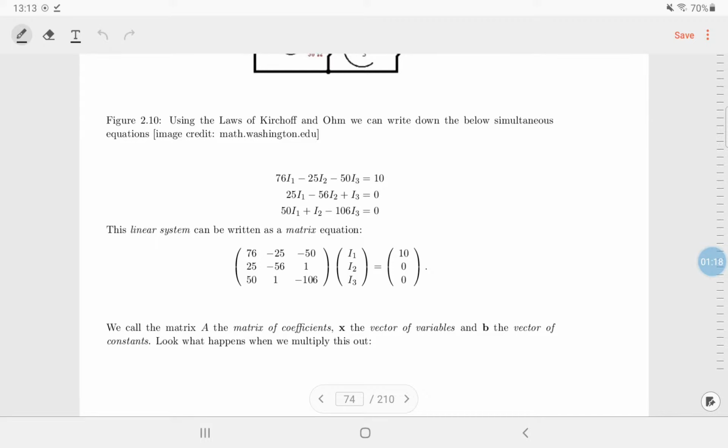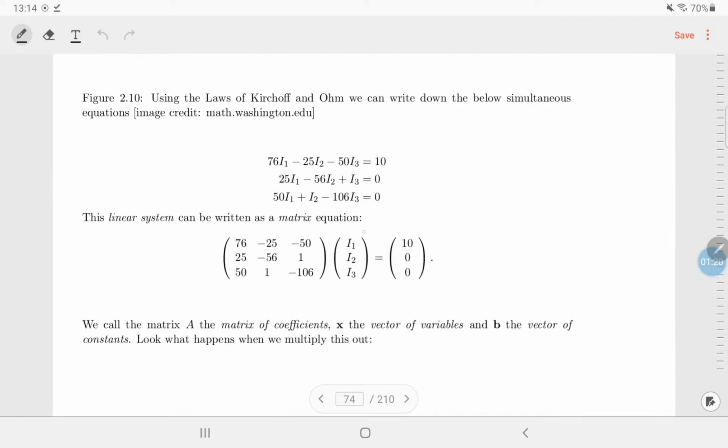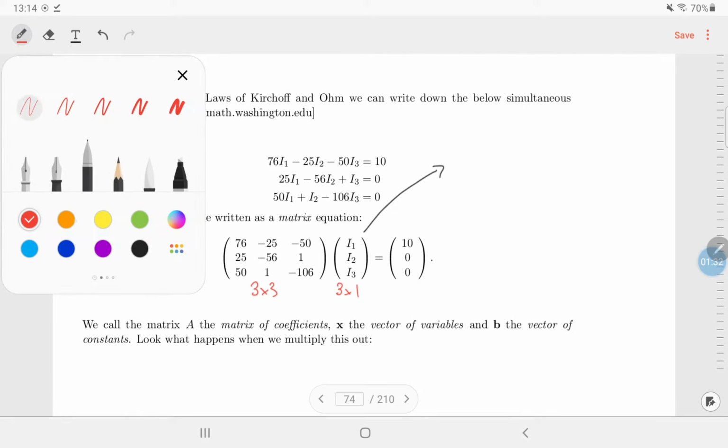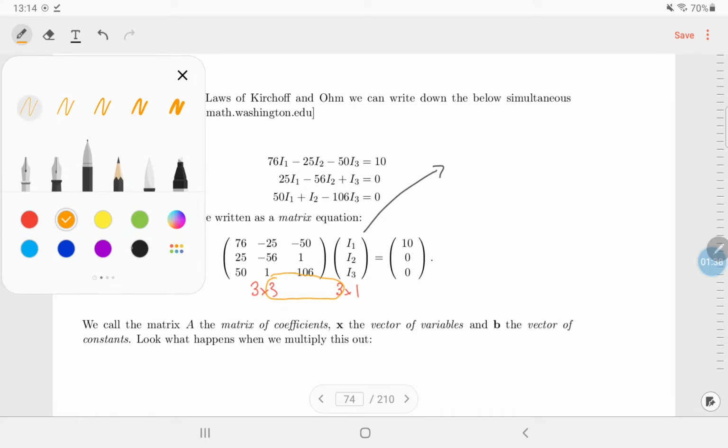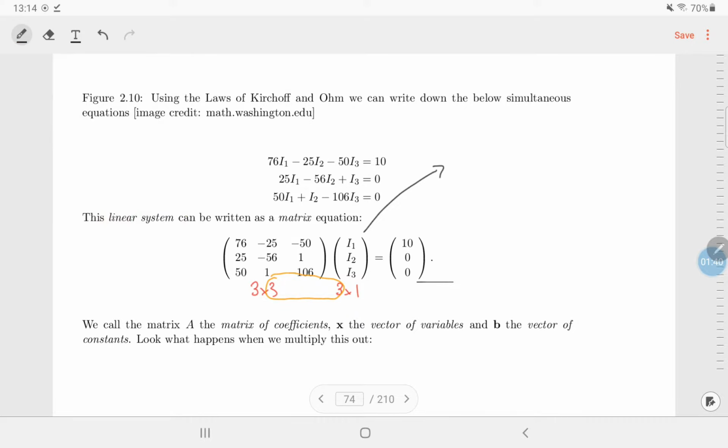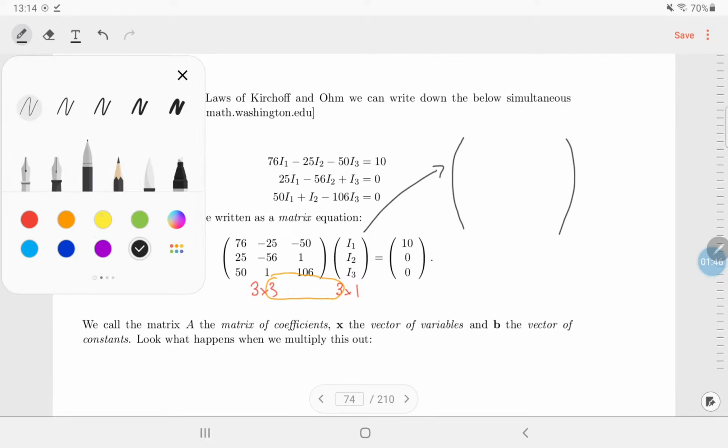Let us multiply this out, just to show that this is indeed the same thing as above. So if we multiply this out, let's look at the size of this. It's 3 by 3, and then 3 by 1. And the middle numbers match. So we're going to get out a 3 by 1: 3 rows, 1 column. And as we should, because the right-hand side is like that as well. So 3 rows, 1 column.